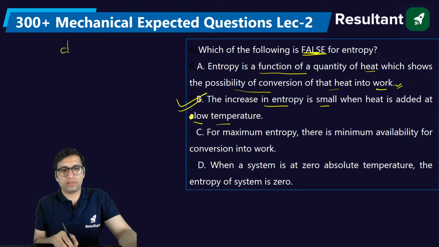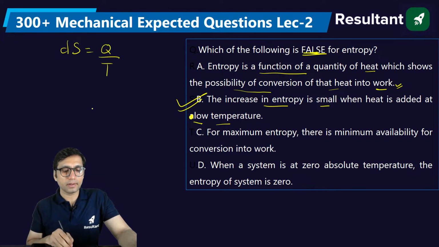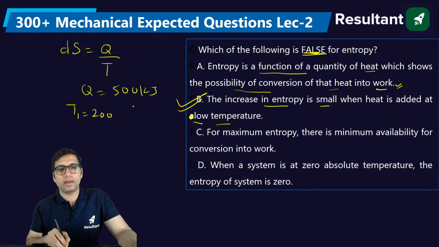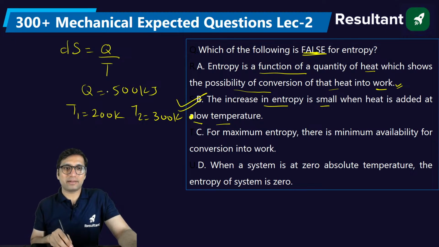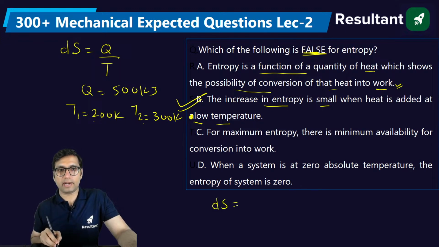If you see entropy change, if you write in terms of heat by temperature, what is heat by temperature? Let's say heat is equal to 500 kilojoules. Now there are two temperatures. One temperature is T1 equal to, let's say, 200, and the other is T2 equal to 300 Kelvin. If the same heat is added at T1 and at T2, which will have more entropy? Find the entropy.